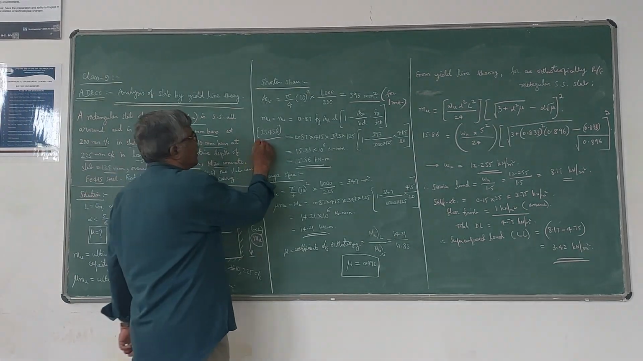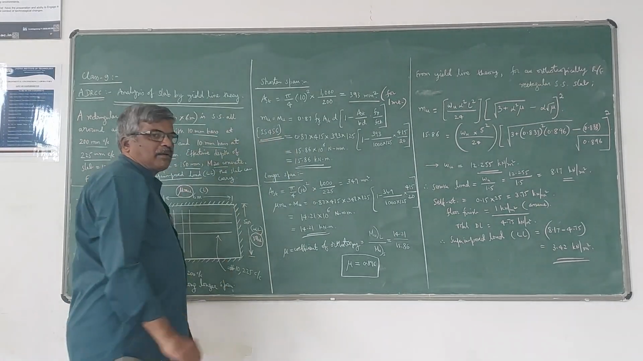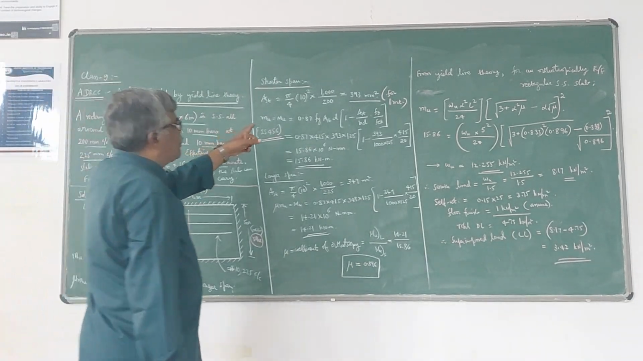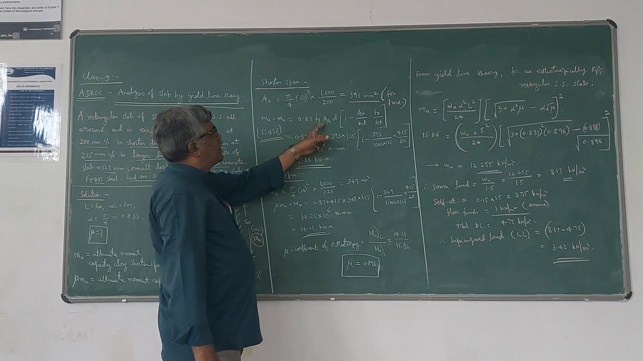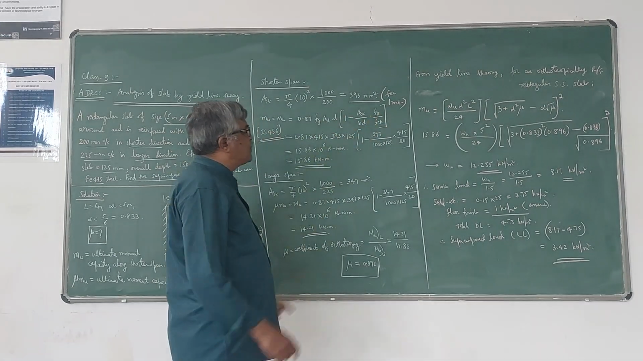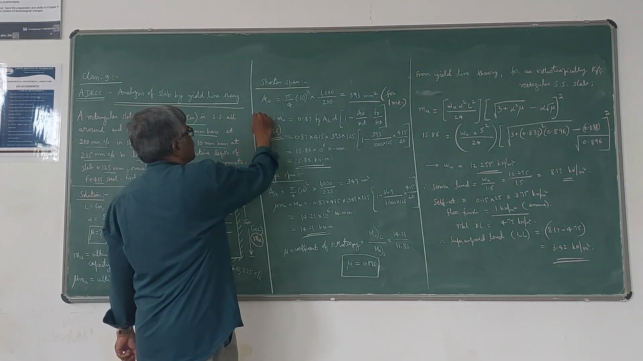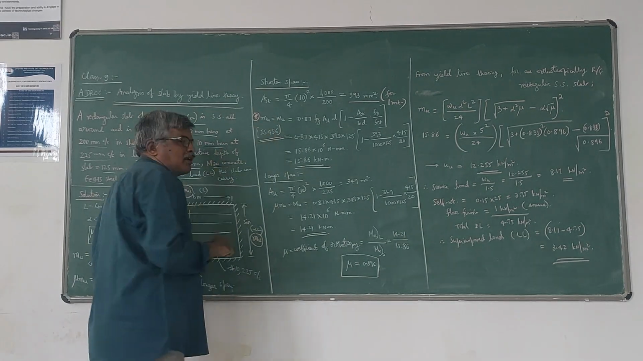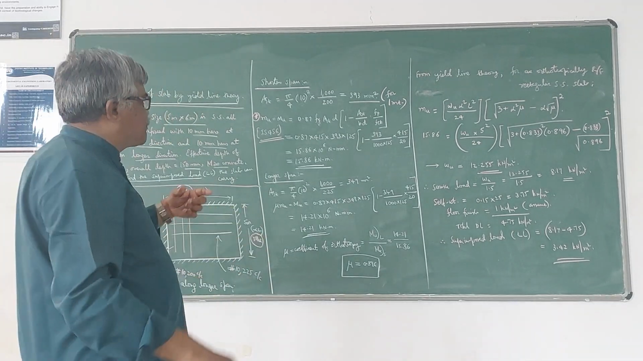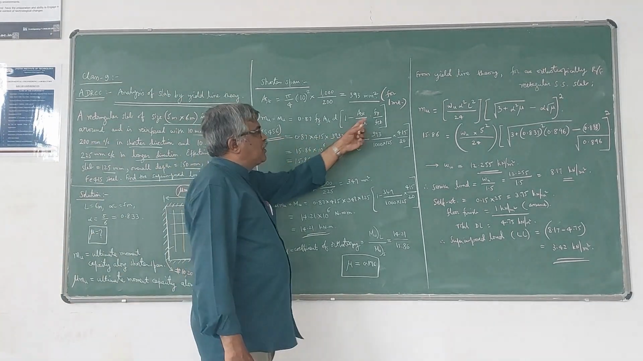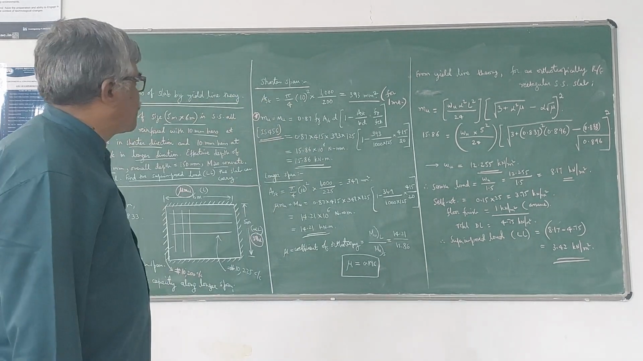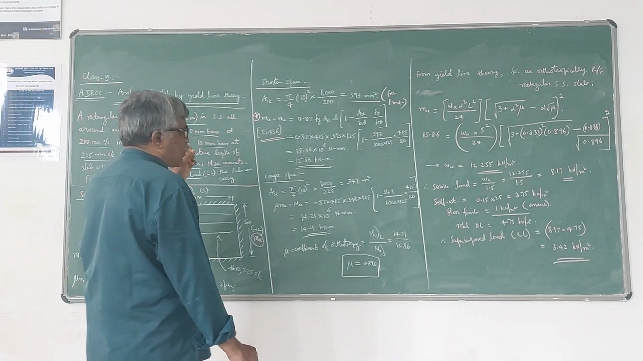Now you use the formula to find the moment capacity of the section, Mu, which is 0.87 fy Ast d into 1 minus Ast by b d into fy by fck. This formula is available in IS 456. By knowing the reinforcement, the dimensions of the slab and the grade of concrete and steel, you can always compute the moment carrying capacity of the slab in that particular direction.